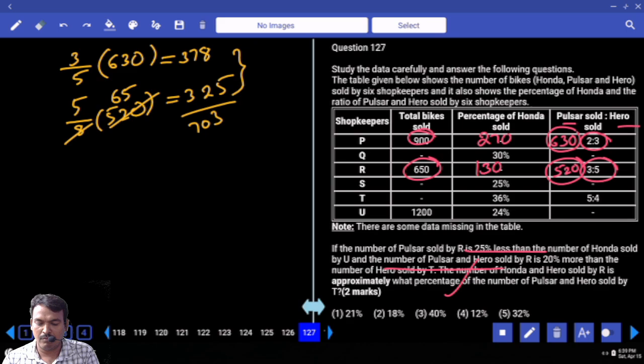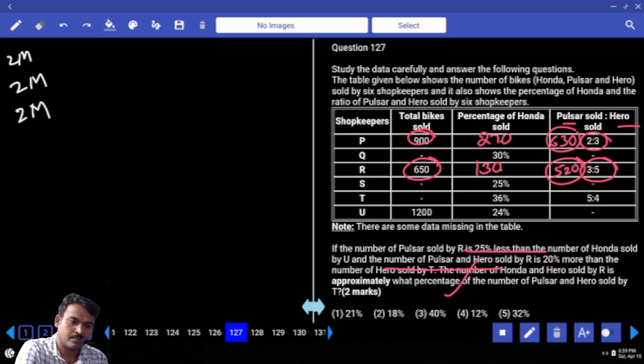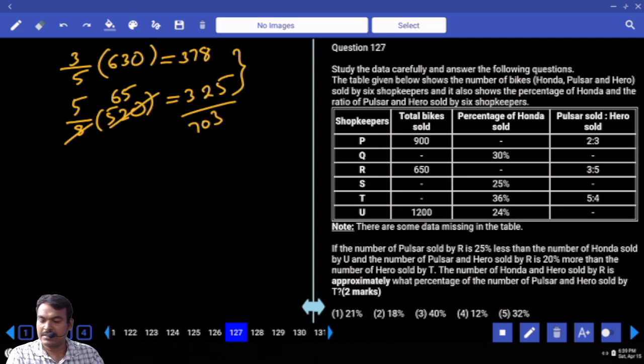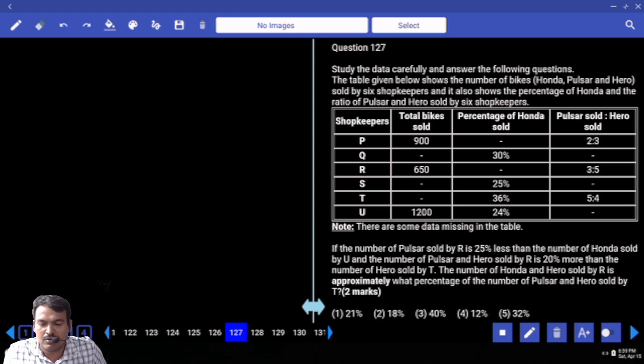Next, question number 127. If the number of Pulsar sold by R is 25% less than the number of Honda sold by U, and the number of Pulsar and Hero sold by R is 20% more than the number of Hero sold by T, the number of Honda and Hero sold by R is approximately what percent of the number of Pulsar and Hero sold by T.